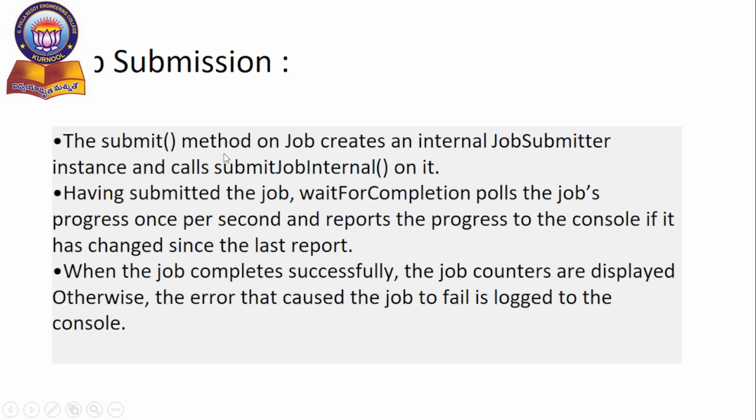The submit method on Job creates an internal JobSubmitter instance and calls submitJobInternal on it. Having submitted the job, waitForCompletion polls the job's progress once per second and reports the progress to the console if it has changed since the last report. When the job completes successfully, the job counters are displayed. Otherwise, the error that caused the job to fail is logged onto the console.